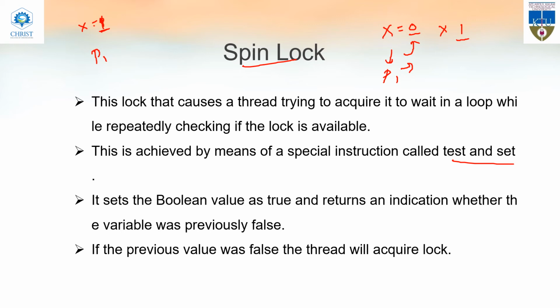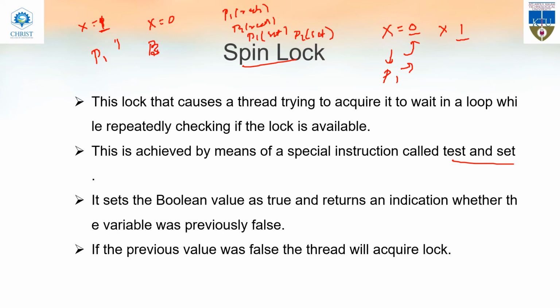Okay, so what happens? In the same scenario, the initial value of x is 0. The scenario that made the problem was: first P1 reads, then P2 reads, then P1 sets, then P2 sets. When we executed this scenario, there was a problem. Instead, when P1 comes, it will set x, so the value of x is 1. It will compare to the previous value, and the previous value was 0, so it can access the resource.